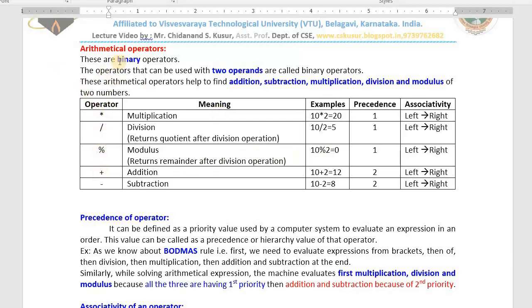Okay, these are binary operators. Binary means what? 2. We use these operators with 2 operands, so we call them binary operators. Arithmetical operators are also called binary operators because they need a minimum of 2 operands. That's all. The arithmetical operators help to find addition, subtraction, multiplication, division and modulus of 2 values. But 2 new things for you now. What is that? Precedence and associativity.